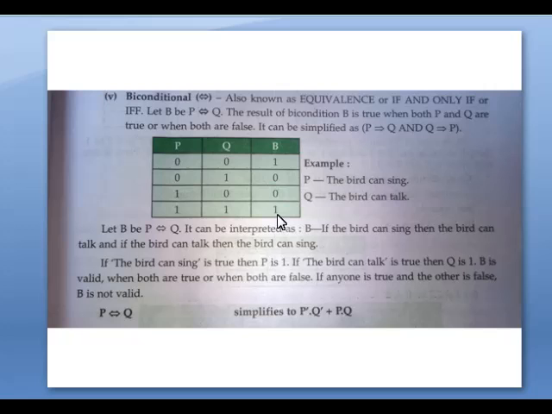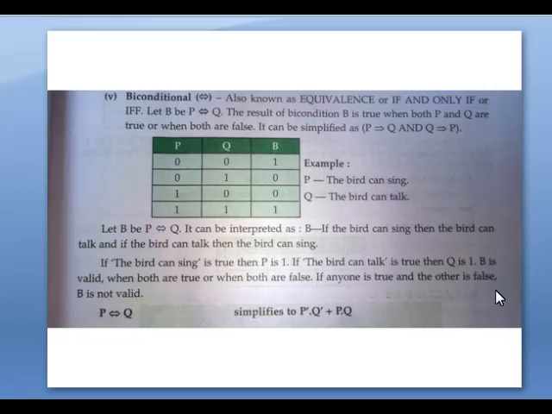Okay. So how are we using this if-then-else statement? See, this is a statement. If the bird can sing, then the bird can talk. And if the bird can talk, then the bird can sing. This is for implies, equivalence. So if the bird can sing is true, then P is 1. If the bird can talk, then Q is 1. B is valid. Okay.